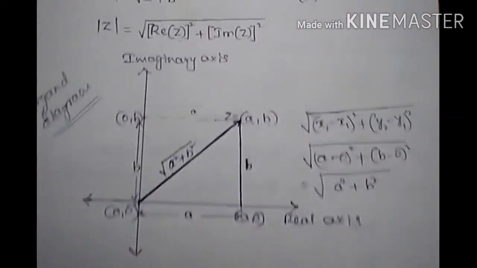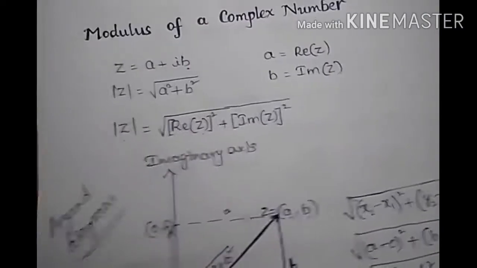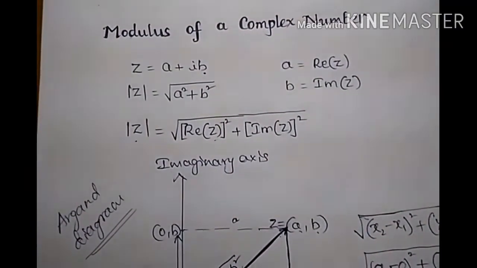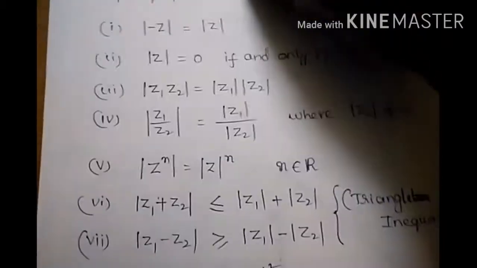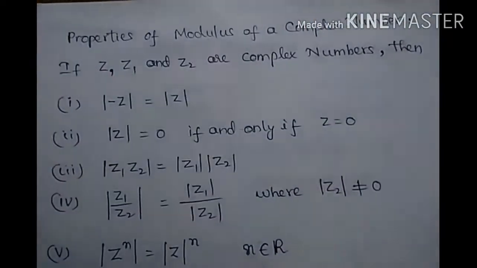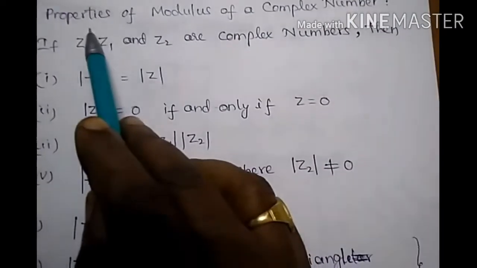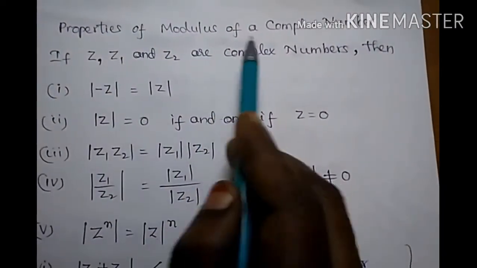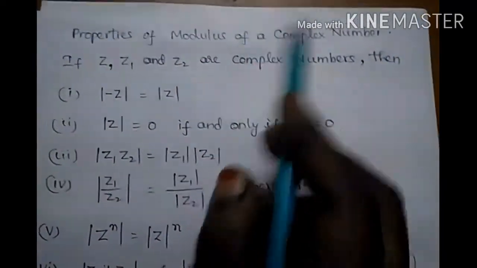In this manner, we can find out the absolute value of a complex number, or modulus of a complex number. Let us see the properties of the modulus of a complex number.